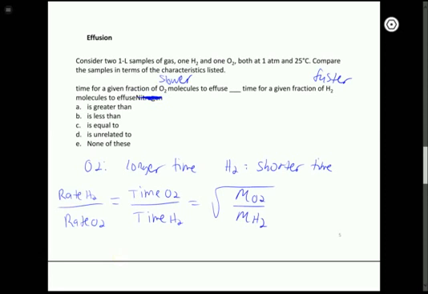Okay, so the two equations, whether you're talking about rate or time, have slightly different forms. You have to invert one side if you're going to compare times. And so for this reason, a lot of you, when we do numerical problems on this, also had a little bit of trouble remembering that. But nevertheless, however you think about this, whether it's conceptually or mathematically, O2 has a higher molar mass. It's going to effuse slower, which means it's going to take a longer amount of time. So the time for a given fraction of O2 to effuse is greater than the time that it takes for hydrogen. That would be choice A.